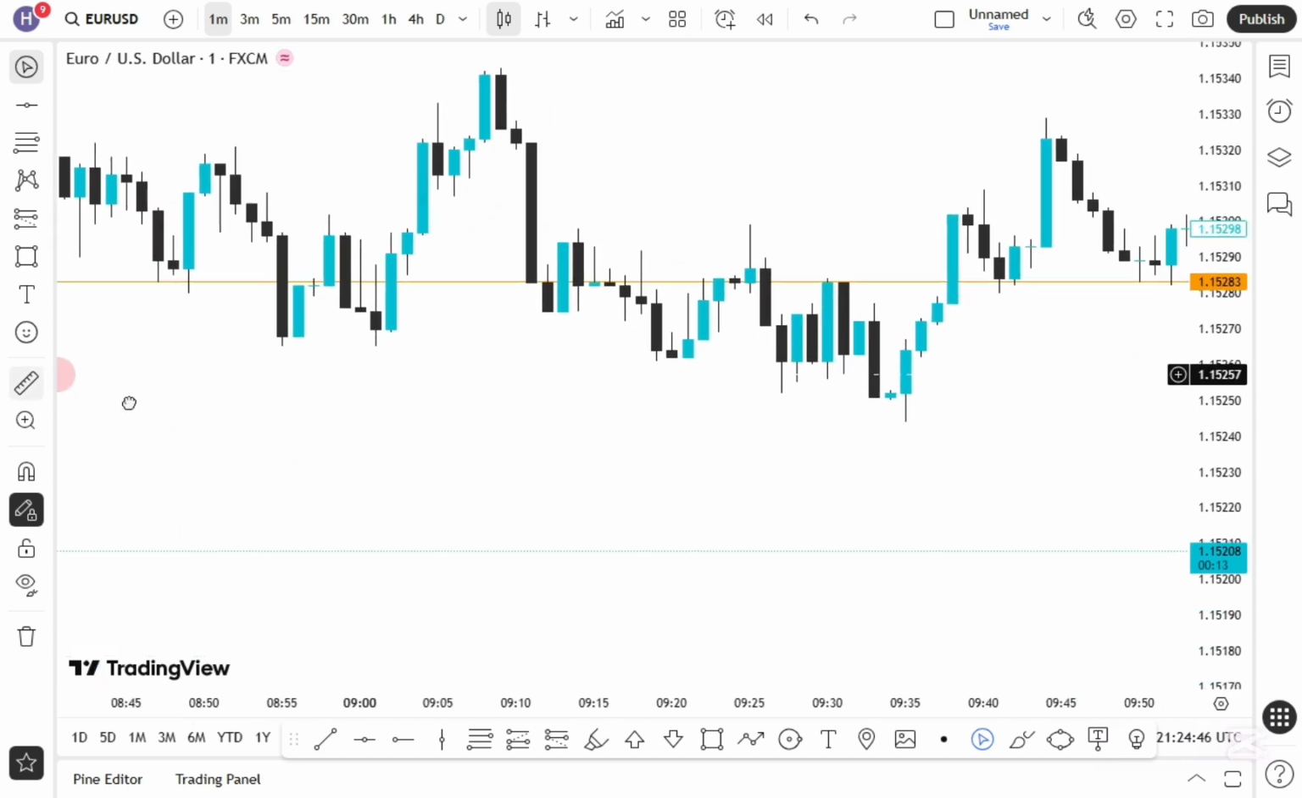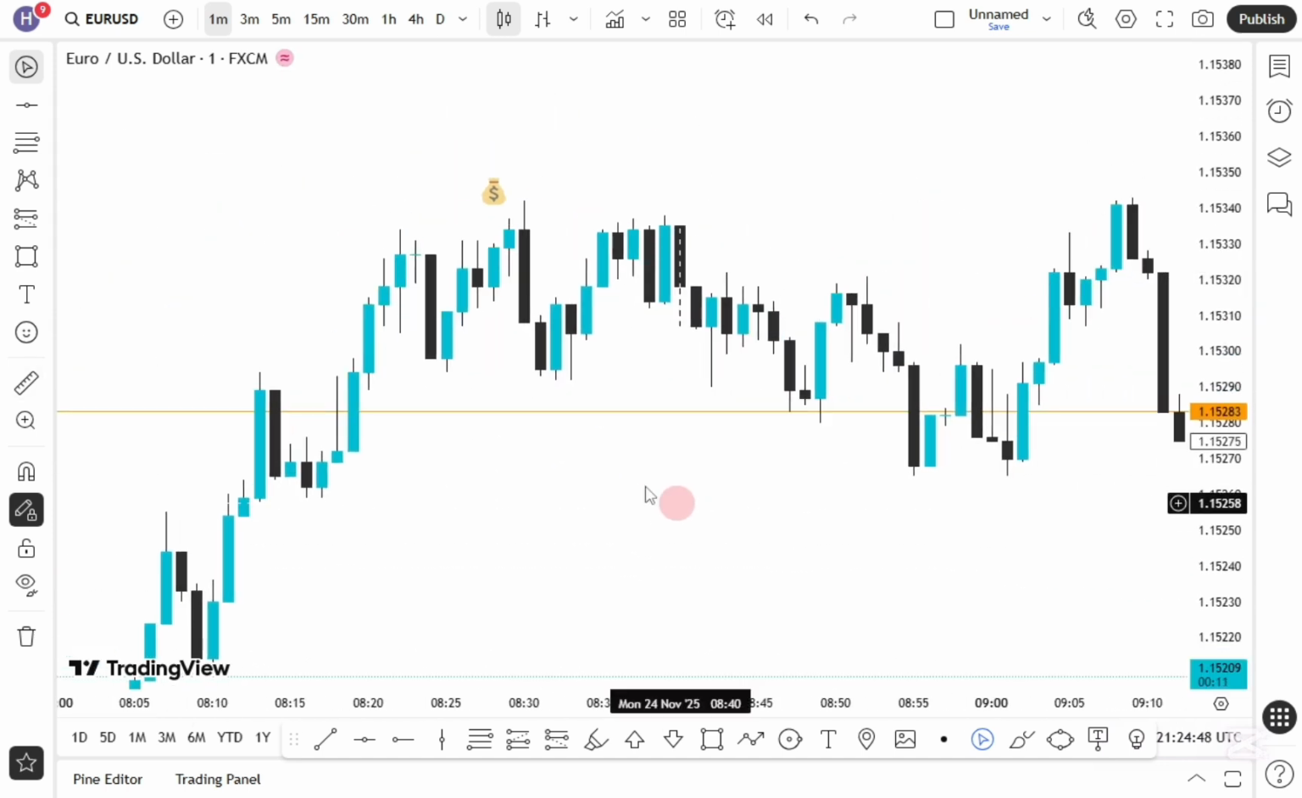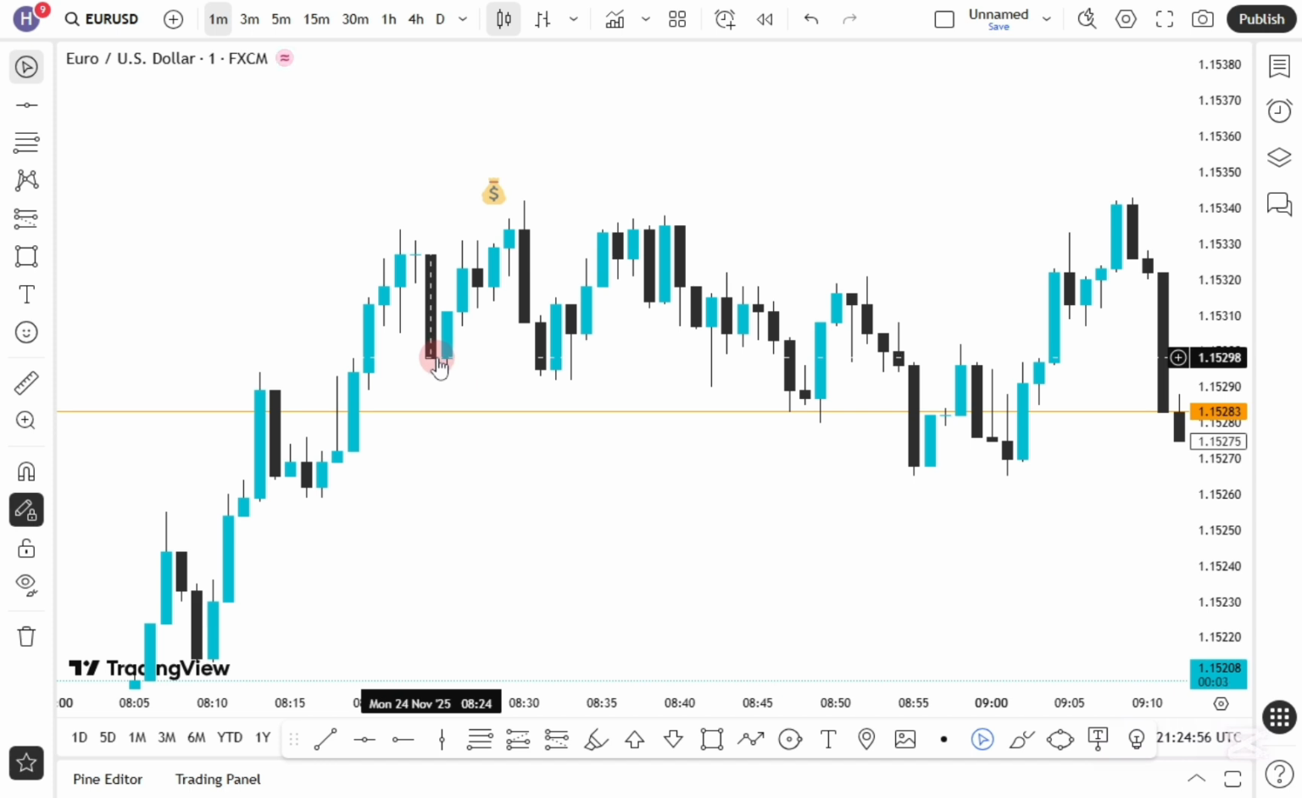We taught in our previous classes that a lot of things can make this a fair value gap. Like now this, okay, this makes it a fair value gap. Please pay close attention. This makes it a fair value gap. This and this.